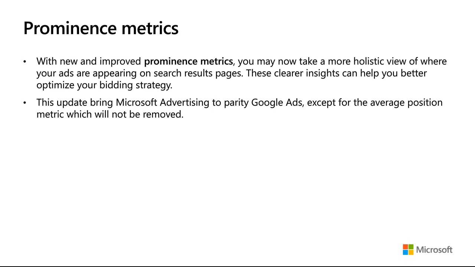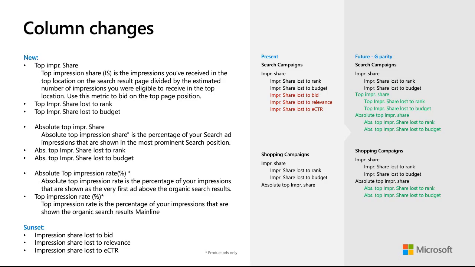We will be removing the more general impression share loss to bid, relevance, and expected CTR, and instead be offering top impression share metrics that reflect the top of page position and absolute top impression share metrics that reflect the most prominent position on the search page. And for each of these metrics, you can see the share loss to rank and budget.